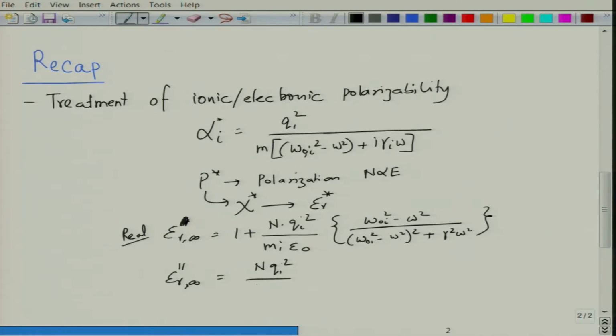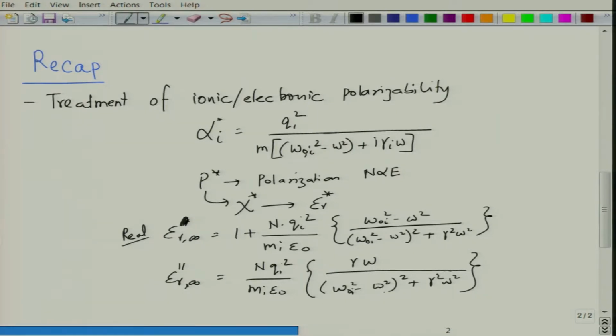And then the imaginary part was n into q i square divided by m i epsilon naught into gamma omega divided by omega o i square minus omega square to the power 2 plus gamma square omega square. Okay. So, this was the expression that we got, and basically this suggests that in the denominator you have this term omega o i square minus omega square.